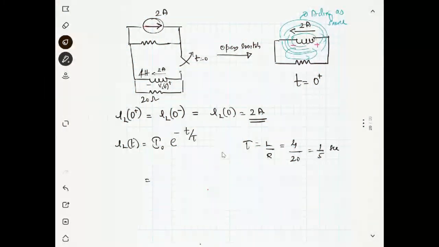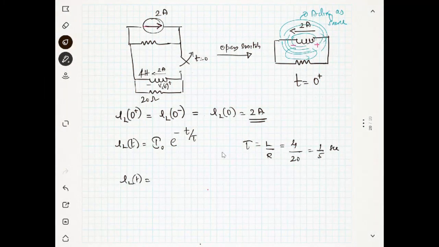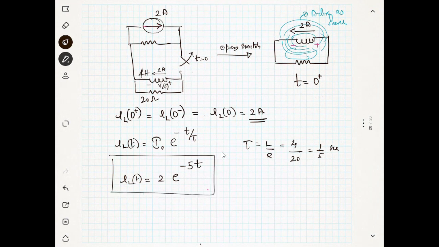So what is the equation IL of t for the current? IL of t will be 2 ampere, I will just write 2 into e power minus t by tau, 1 by 5, so it becomes 5 into t, minus 5t. So minus 5t. This is the equation for the current. Now you can see this equation, it's something like this.